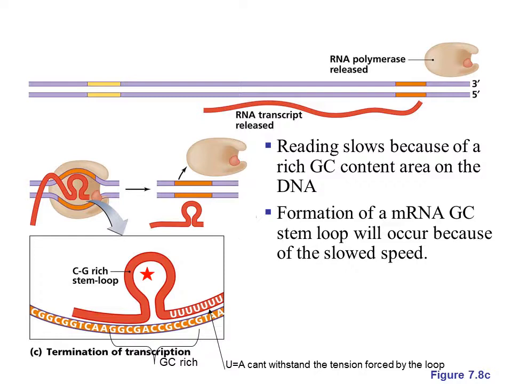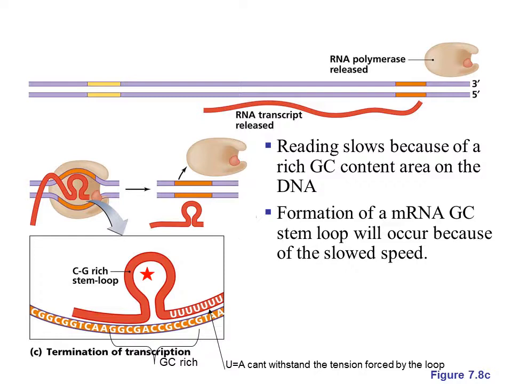So imagine this red squiggly line is your mRNA. If you have 10 guanines right next door to 10 cytosines, what can happen is that portion can fold back on itself, because wherever a G is, it wants to bind to a C.